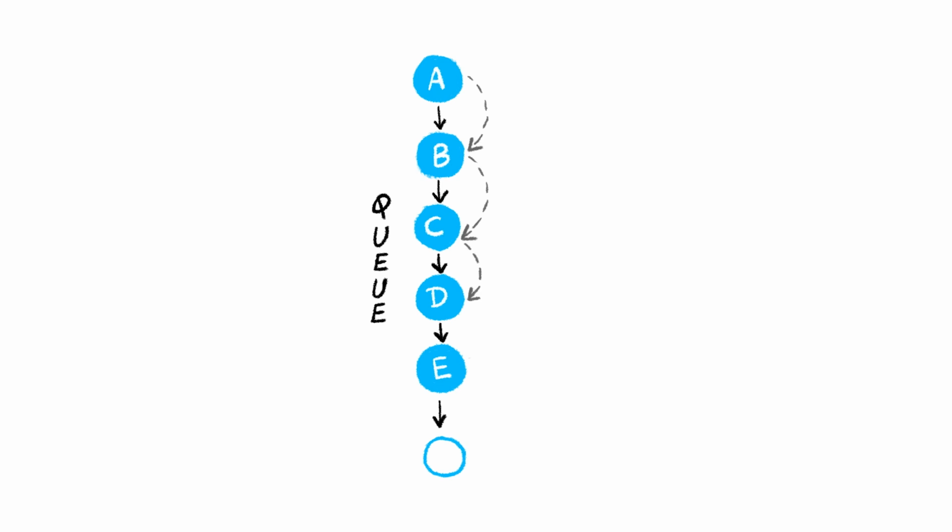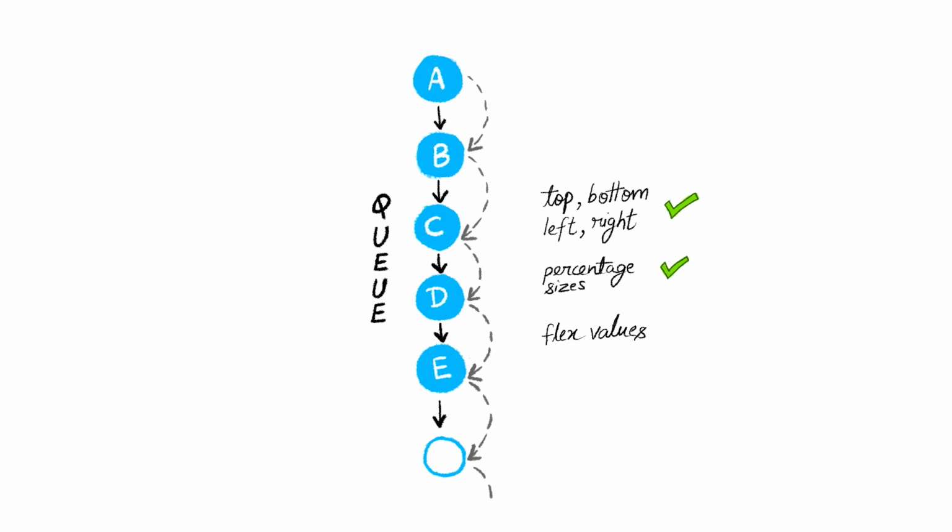Now in the third pass, we go from the top to the bottom of the queue, resolving top, bottom, left, right, percentage sizes and flex values. So this was a high level overview of the algorithm. Now before we go ahead and show how the actual algorithm is implemented in the next video, let's discuss what are the required data structures and types we'll be using in our algorithm.